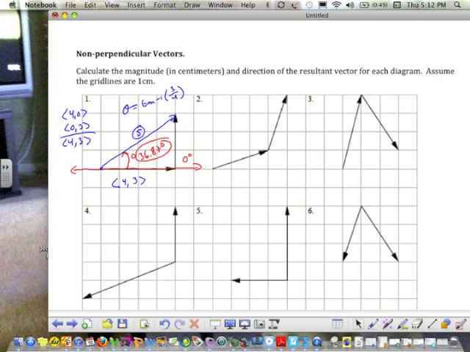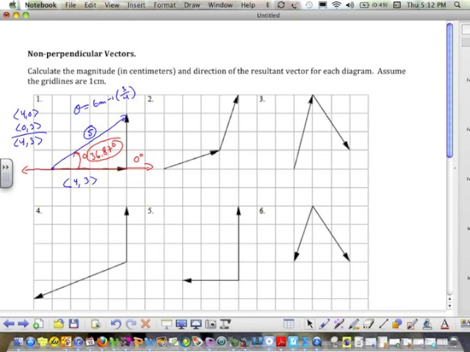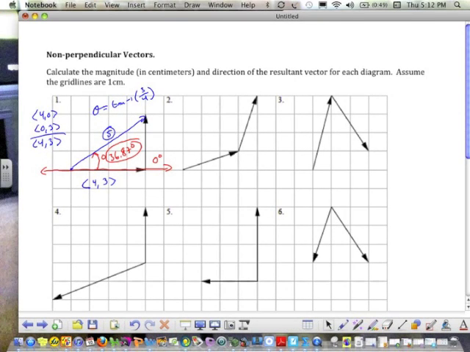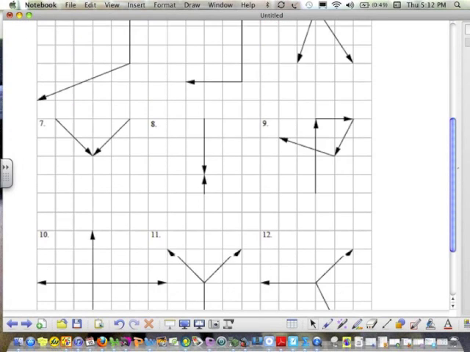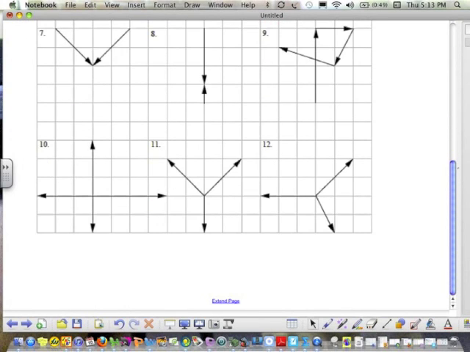Okay. I want to do one of the other ones where they're not tip to toe, just to show you how those work. So again, at the top, here are the two main things you need to know. The magnitude is always equal to the square root of x squared plus y squared, and the angle is always equal to the inverse tangent of y over x. Okay. So let's do 9 because it's such a neat one.